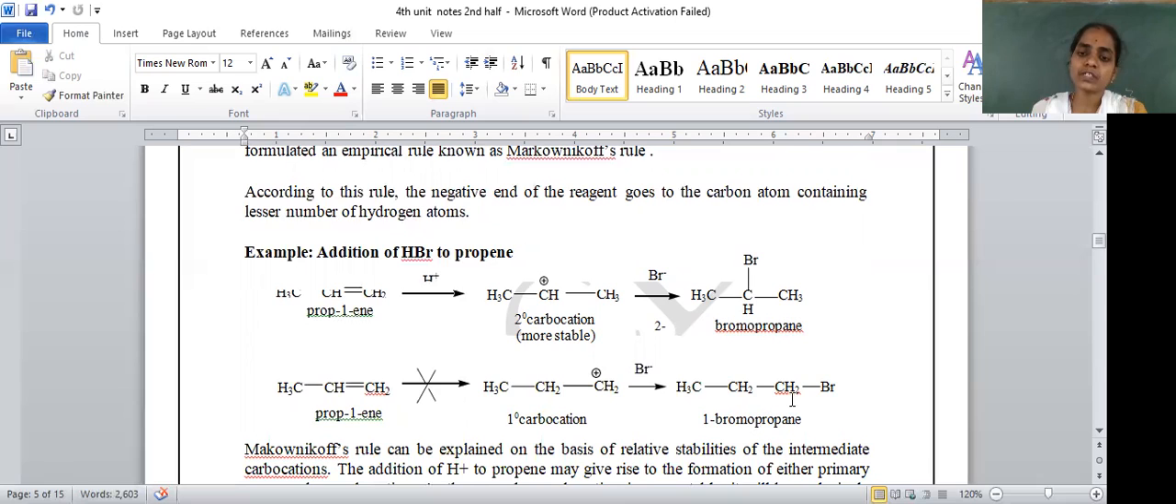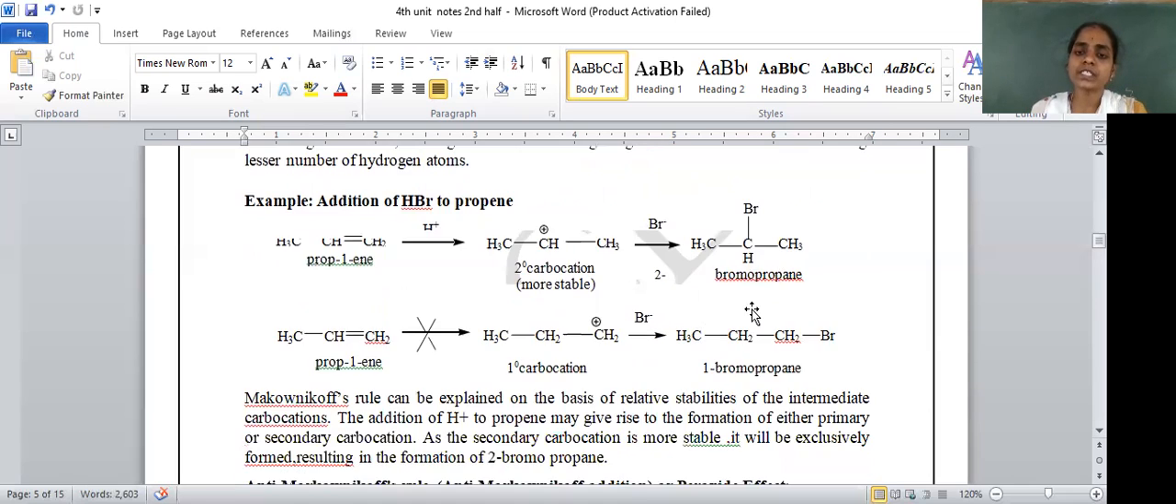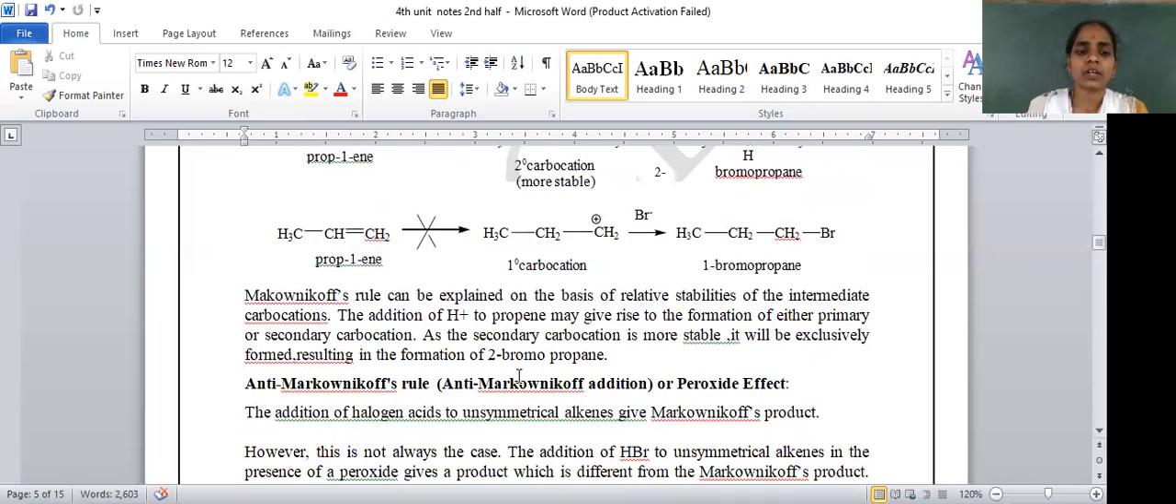In 1-bromopropane, bromine is attached to the carbon which has more hydrogens. So this is the less stable one and the other is the more stable one. According to the rule, the negative part attached to the carbon with fewer hydrogens forms the more stable compound. So that is regarding the Markovnikov rule.